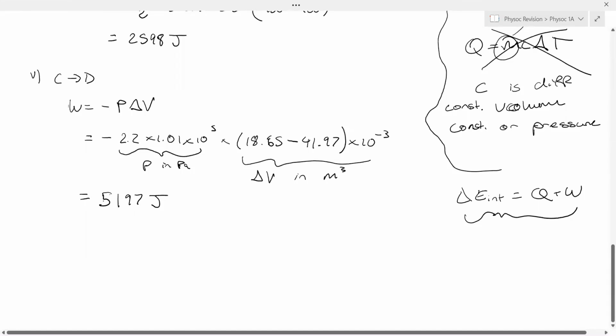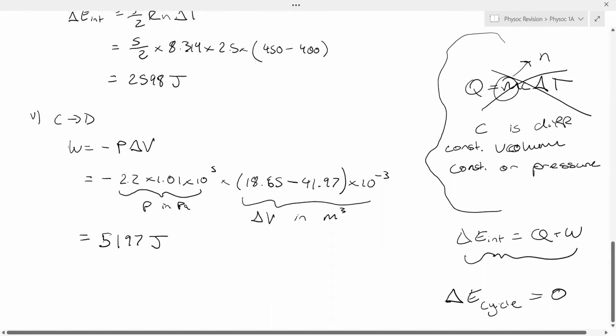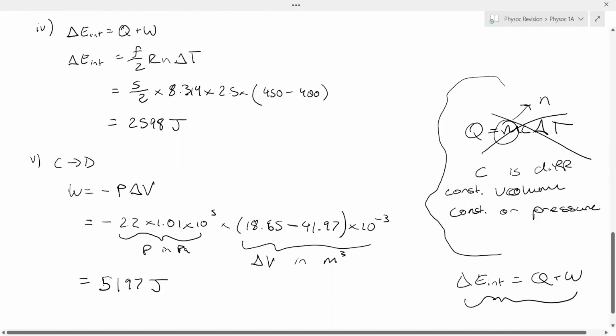In the rare case where one of the processes has none of them equal to 0, then it might be best to consider our whole cycle, and we know our change in energy for the full cycle is going to be equal to 0. So you might have to find everything and then figure out that one remaining value there. So that's typically the better method than trying to find Q directly.